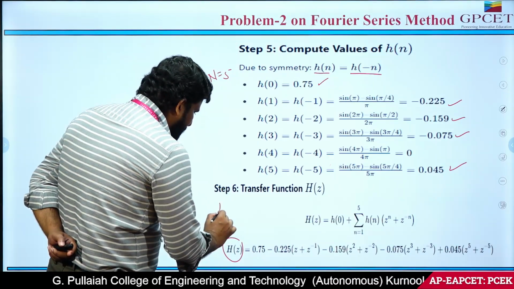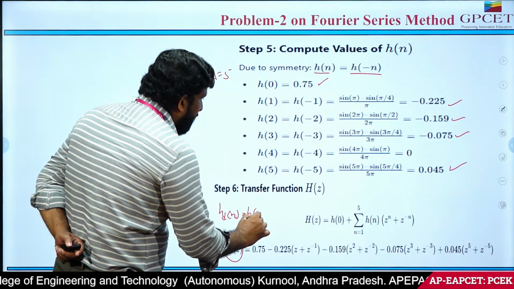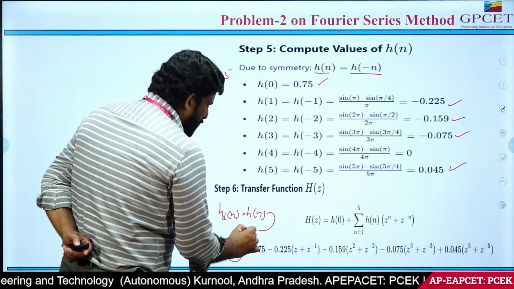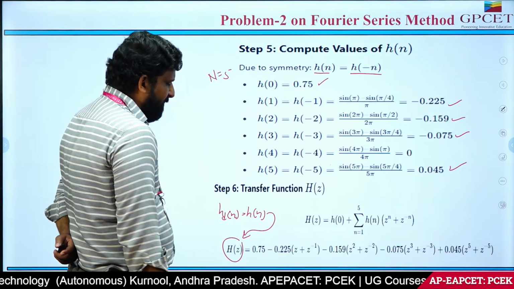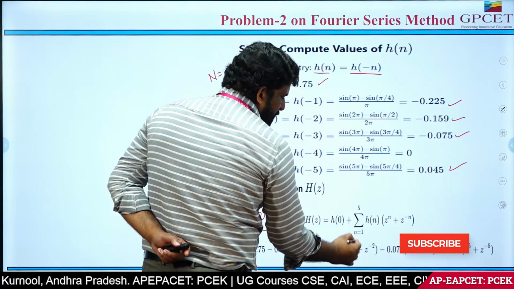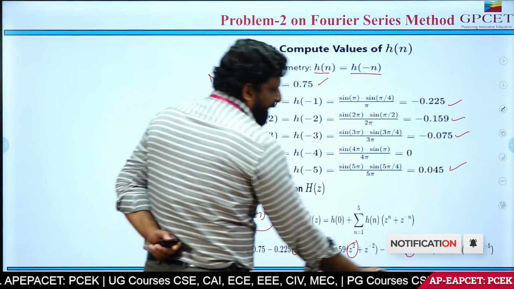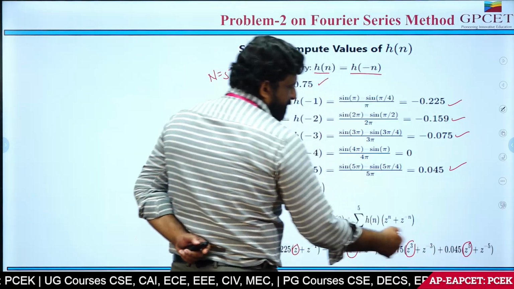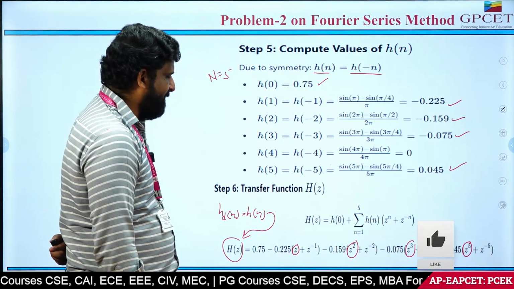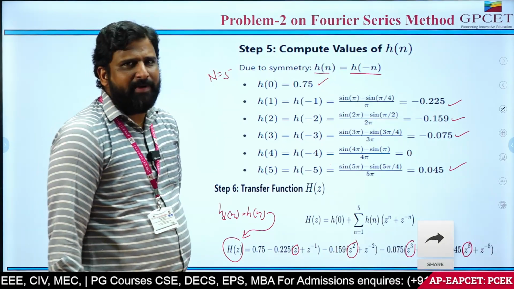From hd of n we got h of n, and from this h of n we got h of z. You can see all the positive power terms are there: z power 2, z power 3, z power 4 and z power 5. The z power 4 term is equal to 0 now, so that term has not been considered. So it cannot be realized in this form.